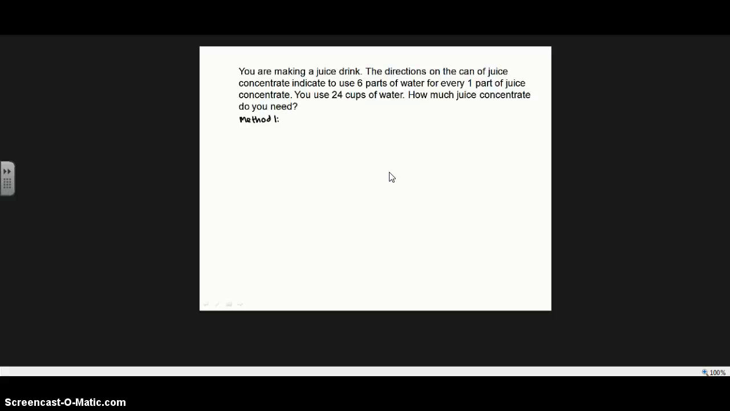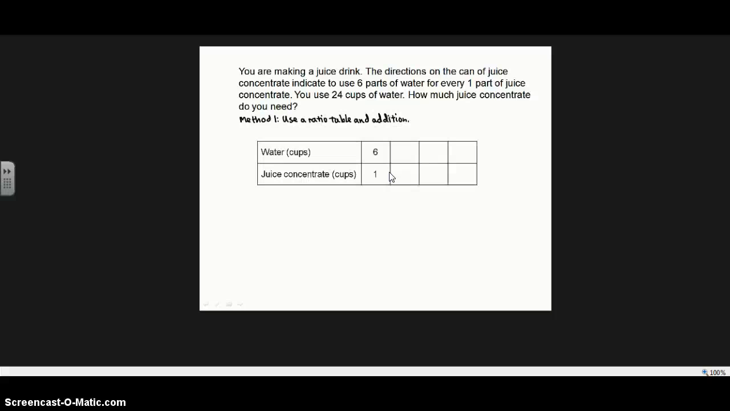One method you can use is to use a ratio table in addition. You can think of making a larger batch of juice drink as combining several batches of 6 to 1 mixtures. Use addition to obtain 24 in the water column. 6 plus 6 is equal to 12. 1 plus 1 is equal to 2. 12 plus 6 is equal to 18. 2 plus 1 is equal to 3. 18 plus 6 is equal to 24. And 3 plus 1 is equal to 4. The ratio 24 to 4 is equivalent to 6 to 1. So, you need 4 cups of juice concentrate.